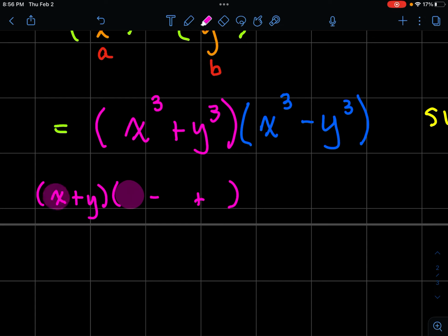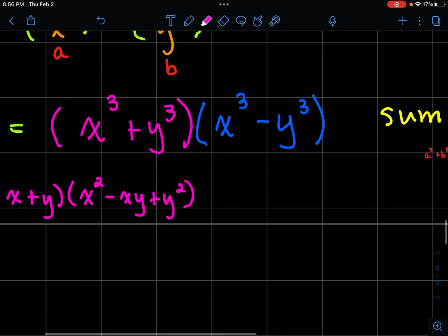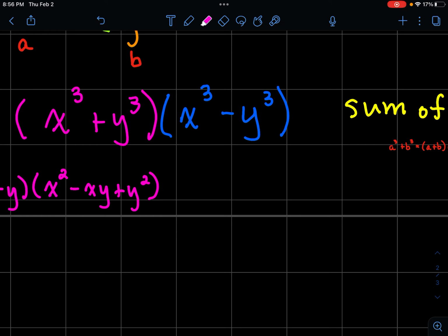Now again, how do we find those? Well, here we square the first term. X raised to the second power is x to the second. Whatever goes in the middle, we're just going to multiply these two terms together. X times y is xy. In the third term, we square the last term. So y to the second power is y squared. So our pink parenthesis is completely factored.